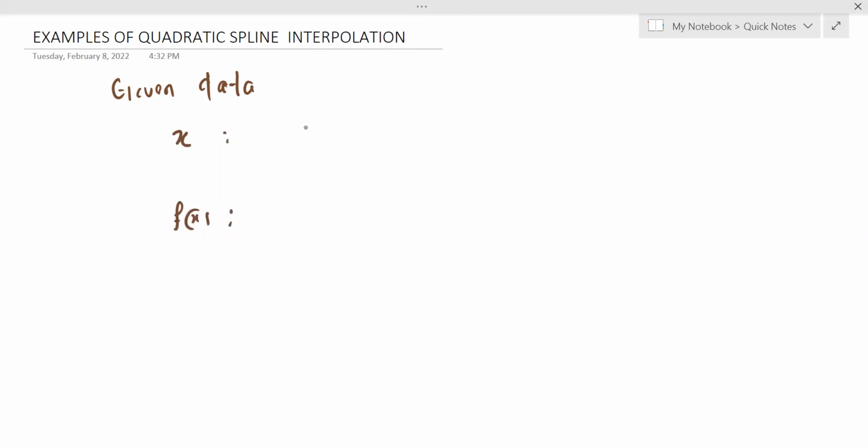X values 0, 1, 2, 3 and f(x) values 1, 2, 3, 4. These are the given data. Fit the quadratic splines.